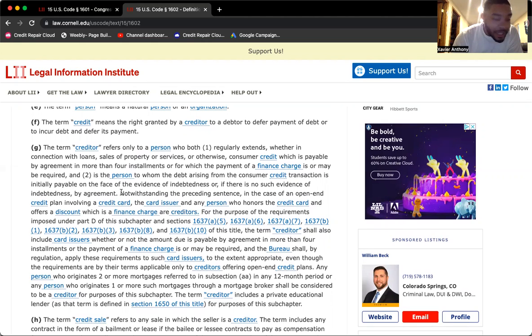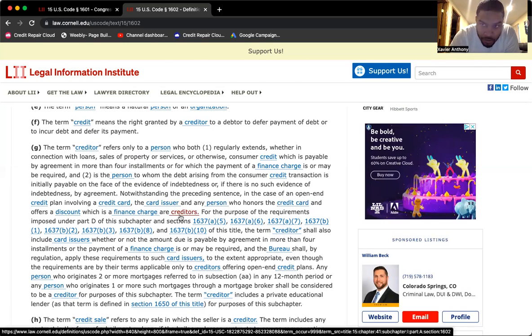Notwithstanding the preceding sentence, notwithstanding means in spite of, or without being affected by a particular factor mentioned. But yeah, notwithstanding the preceding sentence, in the case of an open-end credit plan involving a credit card, the card issuer and any person who honors the credit card and offers a discount, which is a finance charge, are what?